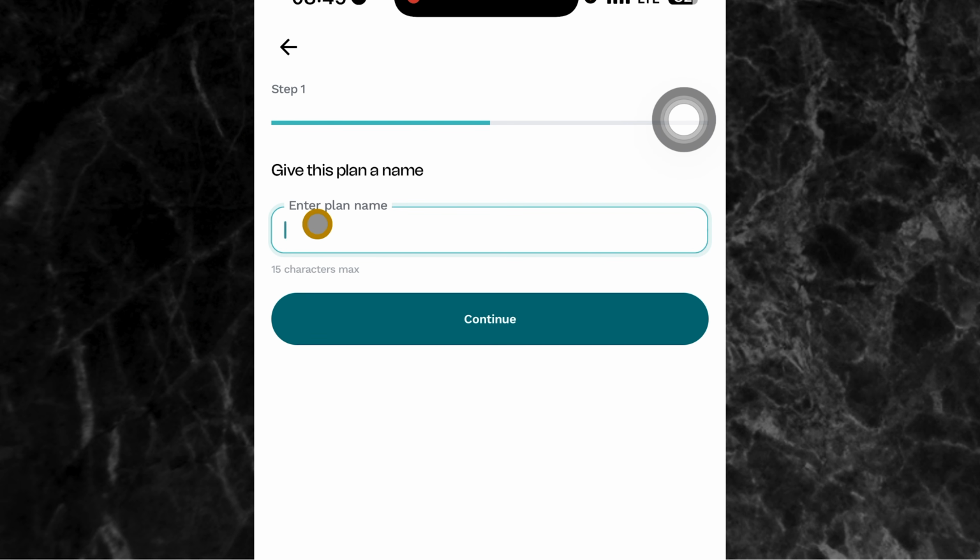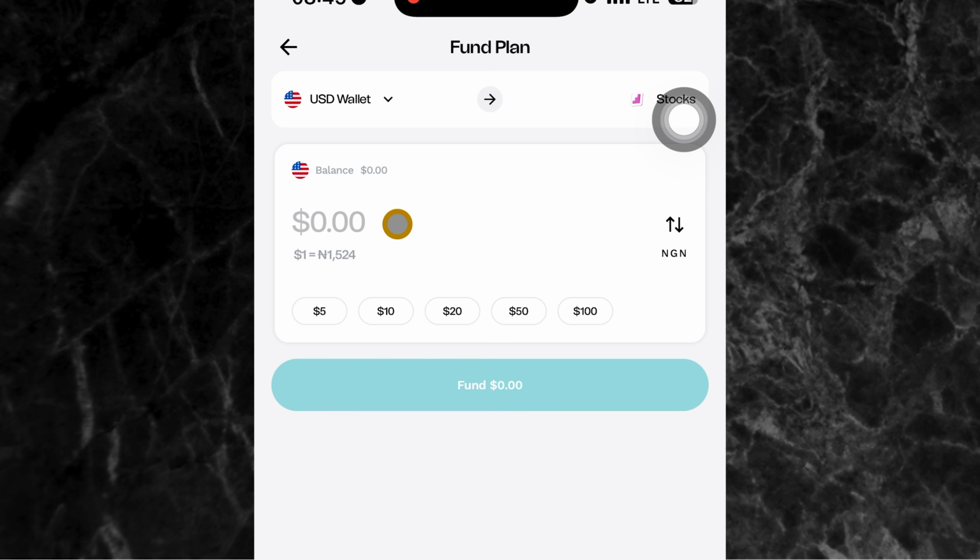And right here on the screen, you have to give this plan a name. So for this one, let me just call it stocks. And then you come here and click on continue. Once you've done that, you enter the amount you want to invest in US stocks on the app. So if you want to invest $100, $200, $500, any amount at all, you go ahead and put it, and that money will be taken out of your wallet and invested in these 20 to 30 stocks that they have listed on their platform. And it's as simple as that.